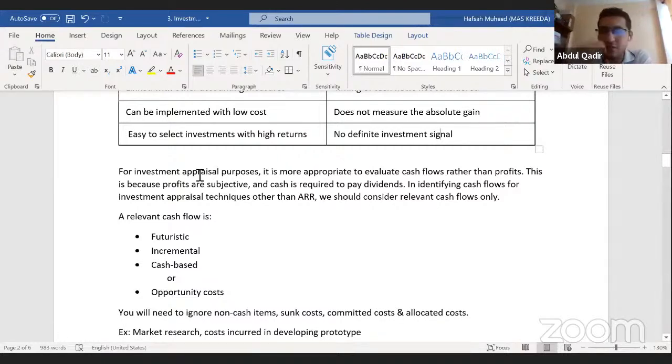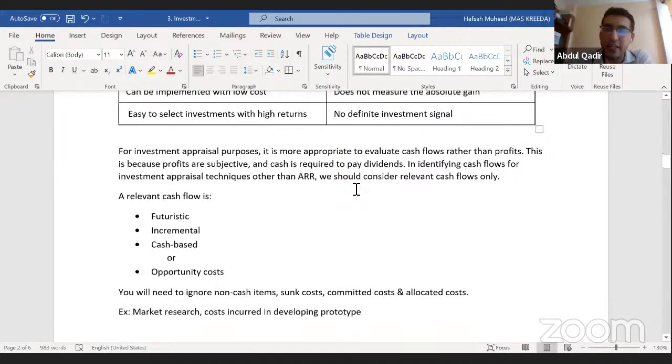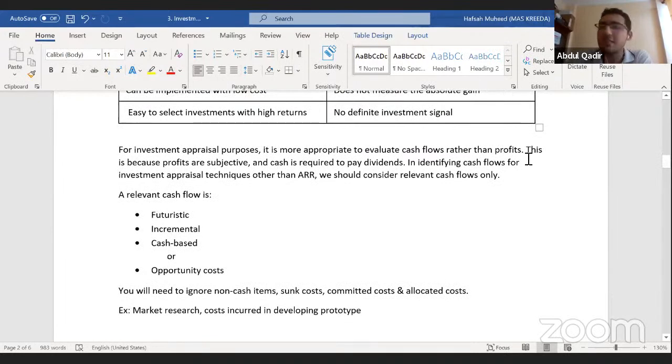For investment appraisal purposes, it is more appropriate to evaluate cash flows rather than profits. This is the explanation I gave earlier. Why? Because profits are subjective. You can manipulate them, but cash is required to pay dividends. Only if you get cash can you pay dividends to your shareholders. Therefore, because of the weaknesses in ARR, we consider cash flows. That's the first step. And when it comes to cash flows, we consider something called relevant cash flows.